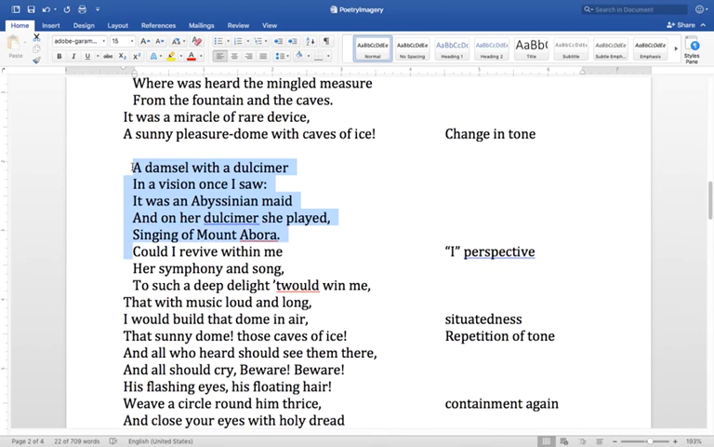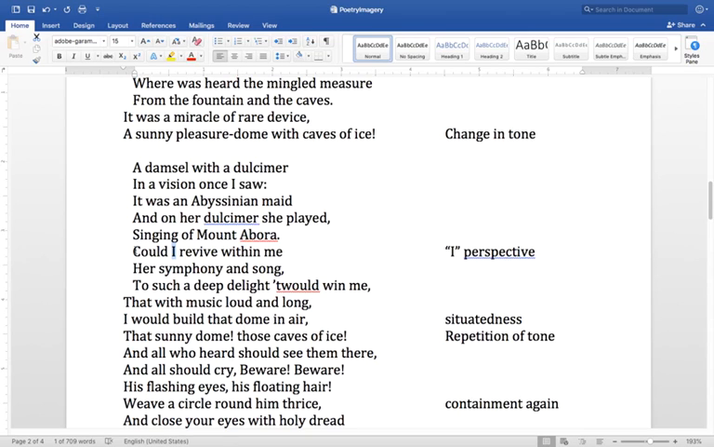It was an Abyssinian maid, and on her dulcimer she played, singing of Mount Abora. Could I revive within me her symphony and song, to such a deep delight 'twould win me. And here we finally get the I perspective, right? It's not just about Kubla Khan anymore, but it's now about him trying to recreate for himself in his waking life that which he saw within his dream, within his vision.